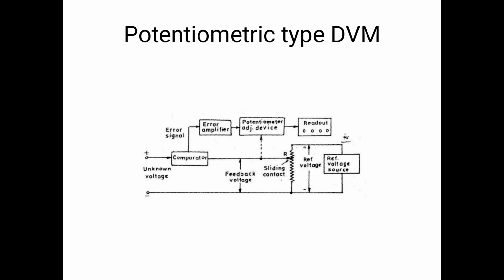After the final position, what happens here? The error signal from the comparator becomes 0. At that particular time, the readout gets the display from the pot adjustment device. The value displayed in the readout is nothing but our unknown voltage. In this way, the potentiometric type DVM works.